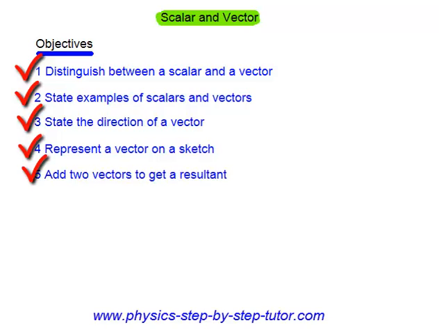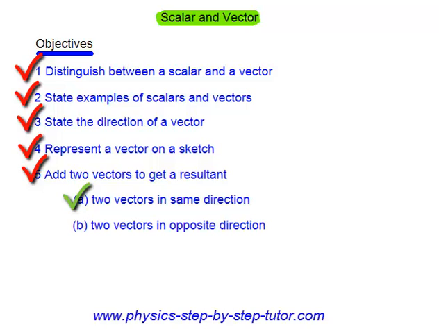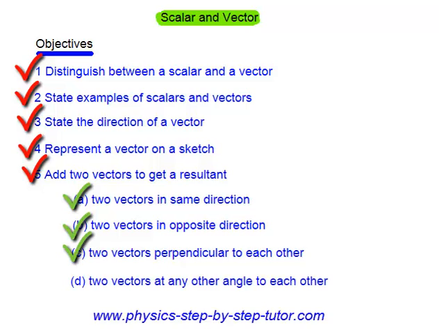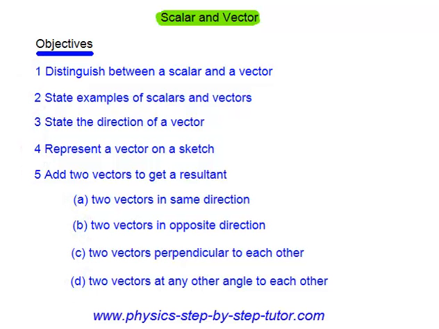We will add two vectors to get a resultant. And in this part, we will consider two vectors which are acting in the same direction. We will also look at two vectors which are acting in opposite directions, two vectors which are perpendicular to each other, and two vectors which are acting at any other angle to each other. So let us go straight to the distinction between a scalar and a vector.